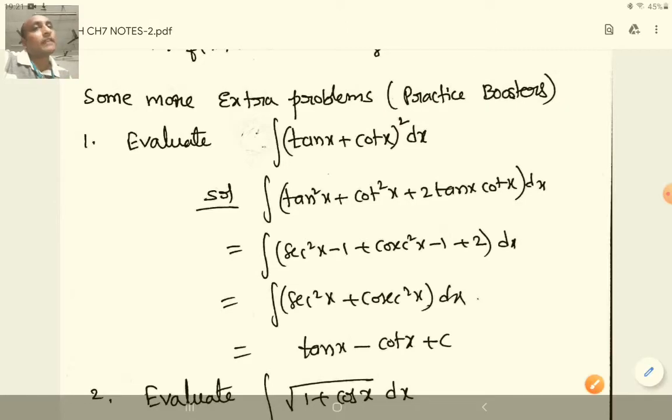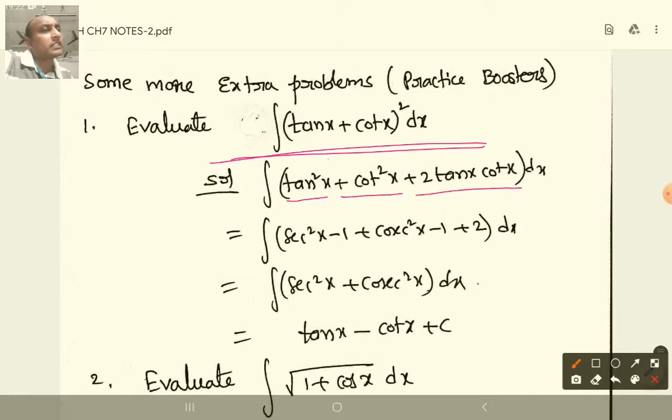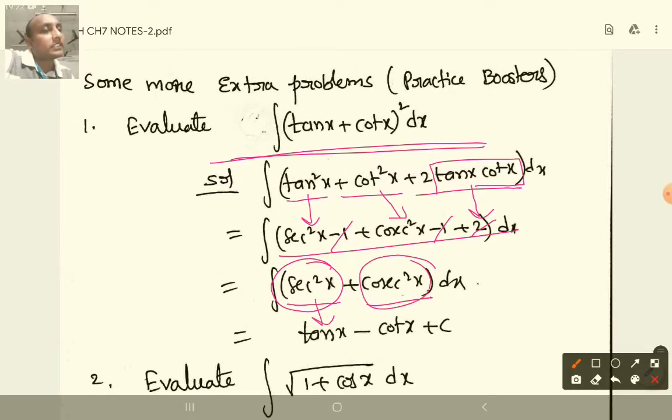Please try to understand how to integrate tan x plus cot x whole square. First square it: tan square x plus cot square x plus 2 tan x cot x. As tan x and cot x are reciprocals of each other, here 2 will come. Write tan square x as secant square x minus 1, and cot square x as cosecant square x minus 1, because tan square and cot square have no direct integration answers. That's why we wrote like this. Then minus 1 minus 1 is minus 2, and plus 2 cancels. Then you get secant square x plus cosecant square x. What is secant square x integration? Tan x. What is cosecant square x integration? Minus cot x, plus c. Like that we can do it.